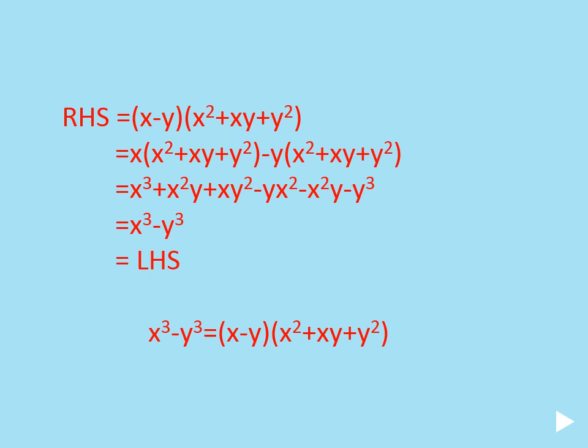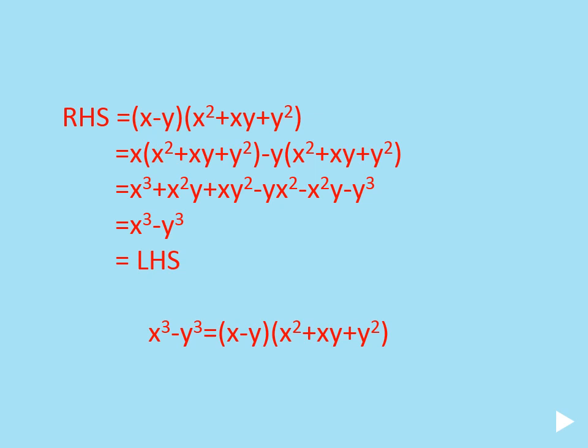Any doubt? Just cross check the terms once again. x is to be multiplied with x square plus xy plus y square. So x into x square is x cube, x into xy is x square y, x into y square is xy square, minus y into x square is minus yx square, minus y into xy is minus x square y, minus y into y square is minus y cube. So you can see that the first and last terms only remain, all the middle terms get cancelled. See that x square y is there, minus yx square is there, xy square is there, minus x square y is there. All terms will get cancelled. We are getting x cube minus y cube, that is our LHS.